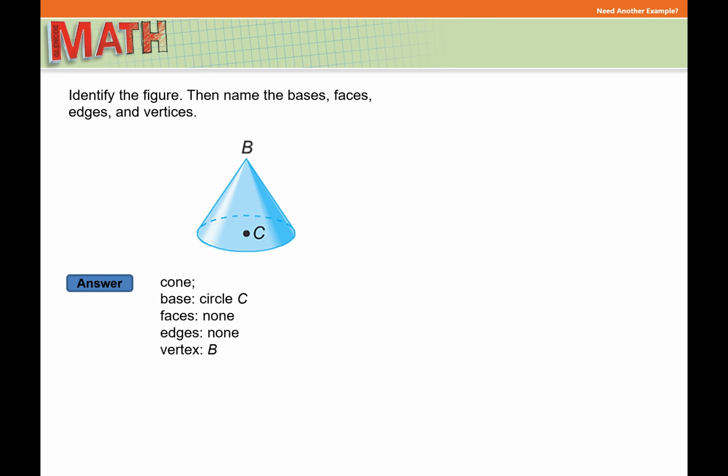Notice there are no faces because there are no polygon shapes that are flat. Okay, it's a circle. There are no edges either because there are no straight lines on this shape whatsoever, and there's one vertex, and that is B.